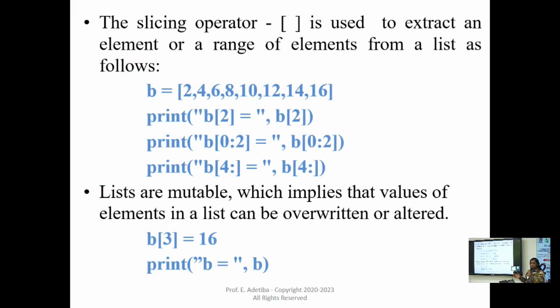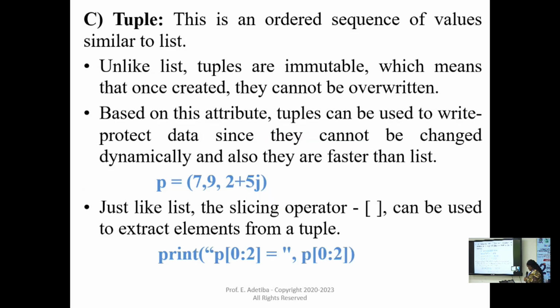The notes will still be shared, so we can actually practice more on it. Then we have the tuple, an ordered sequence of values similar to lists. Based on these attributes, tuples can be used to write-protect data since they cannot be changed dynamically. Also, they are faster than lists. This is an example of a tuple. Whatever we see in blue here, you can type it in your Jupyter Notebook and run it to see the outputs.